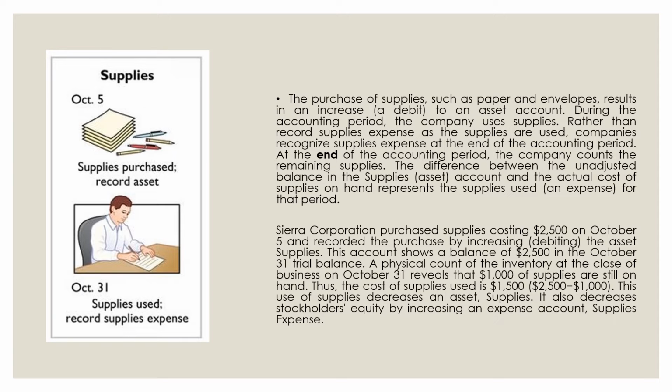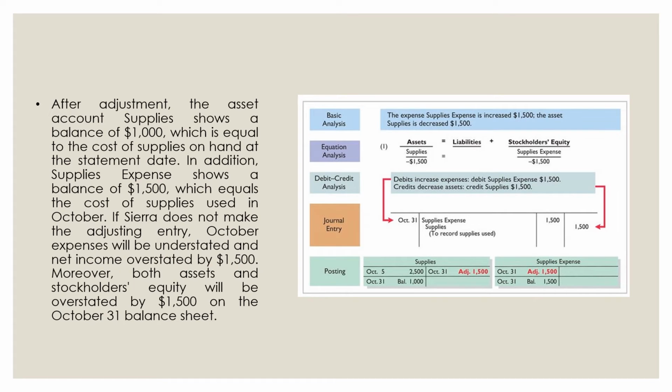A physical count of the inventory at the close of business on the 31st reveals $1,000 of supplies are still on hand. Thus the cost of supplies we used was $1,500, right? So we used $1,500 worth of supplies. This use of supplies decreased the asset supplies account, and it also decreased stockholders' equity by increasing the expense account, supplies expense. Okay, so this is how it's going to look.